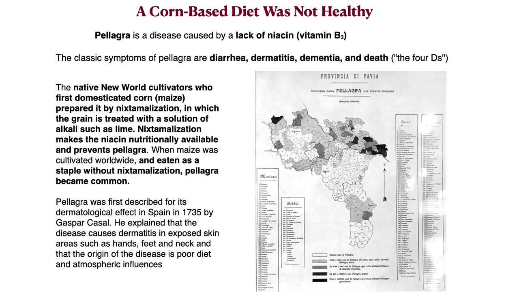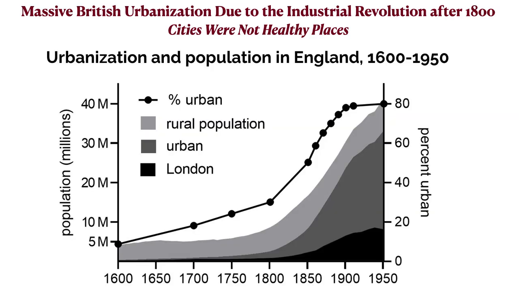And eventually it was first described in Spain in 1735 to note the connection between this. And eventually this process of treating corn with an alkali to release the niacin was developed in Europe as well.